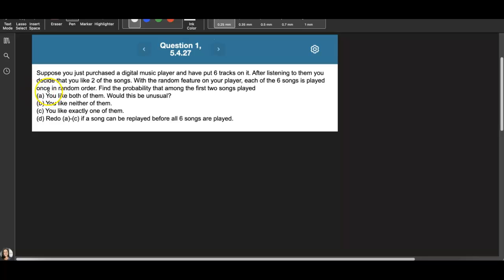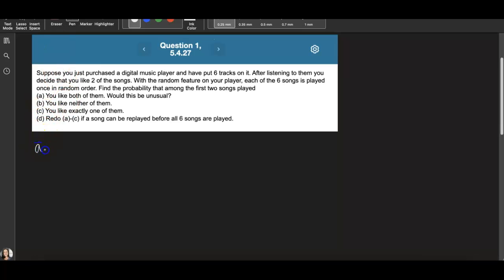Now, because it plays those songs only once in the random order, that makes this a dependent probability situation. So think of it like this. If the first song that's played is the song you like, then the second song that's played can't be that same song. Or even if it's one that you didn't like, it's just not going to be the same song. So those are not repeated, or replaced into the set of songs that's going to play on the recorder. Okay, so with that said, let's find these different probabilities.